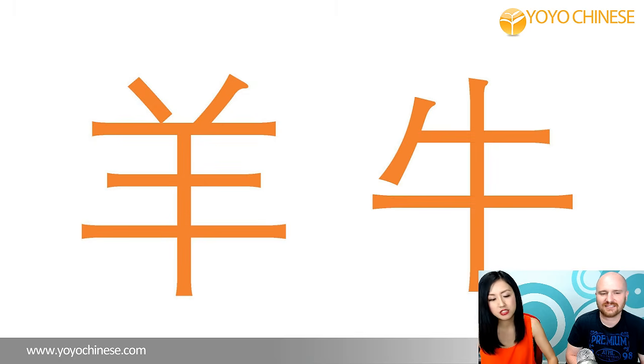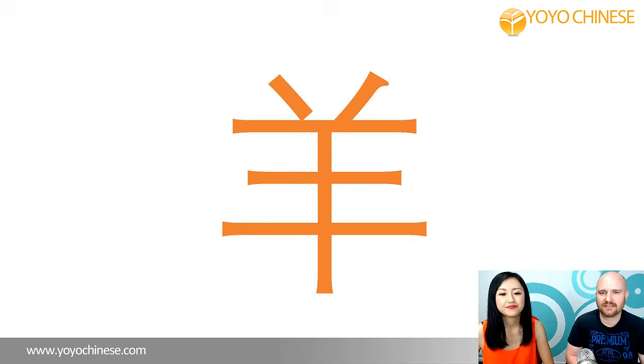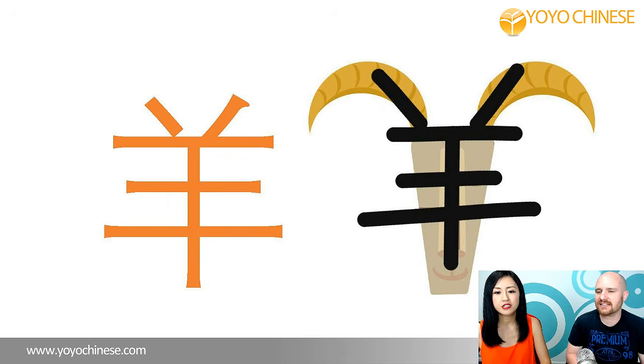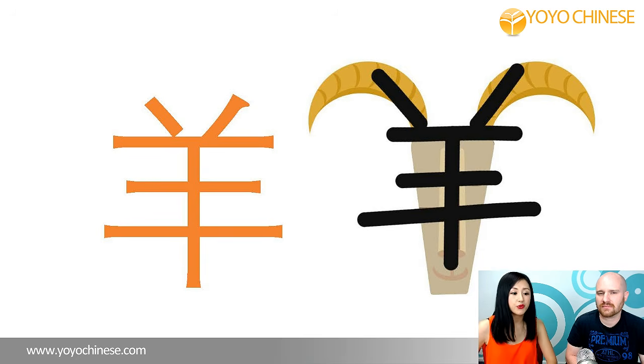Okay, so let's do this. So this is a yáng image, right? It's a goat, and this is actually based on the appearance of a goat, the original character, right? I think so. And this yáng is also from our Yoyo 300 characters course. You'll see it there.